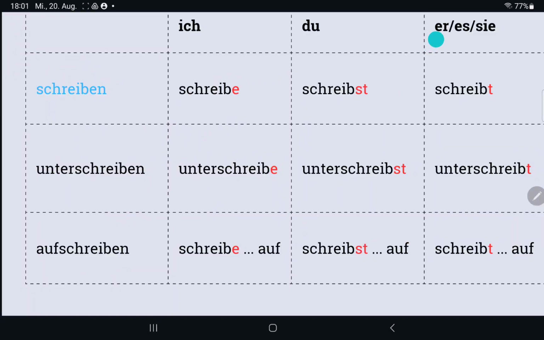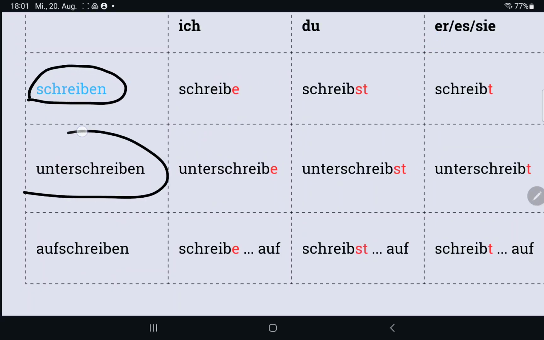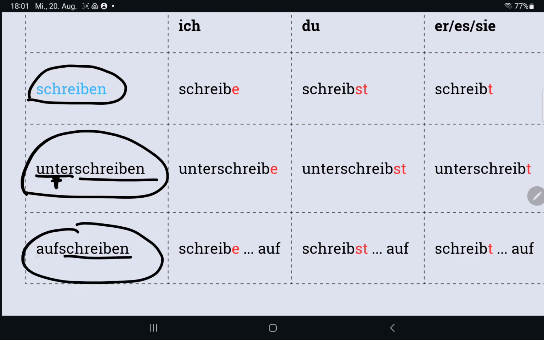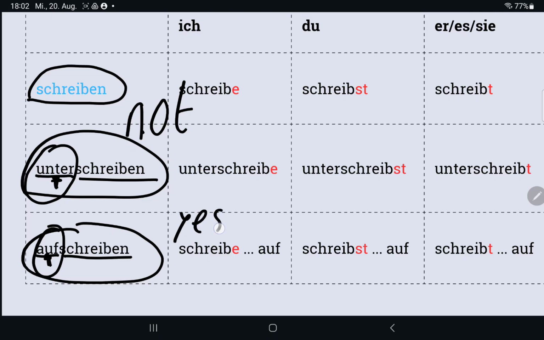So you have the verb schreiben. What is unterschreiben? It's nothing but schreiben with a prefix, and the prefix is unter. What is aufschreiben? Aufschreiben is nothing but schreiben with a prefix, that is auf. When the prefix is not separable, it is a nicht trennbare Verb, or a not separable verb. If the prefix is separable, it is a separable verb.